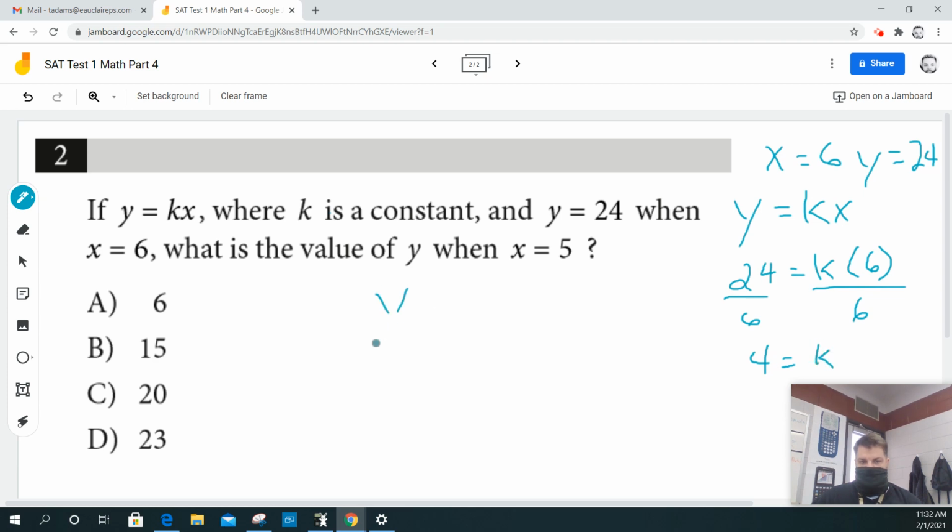So that means my y equals kx is actually y is equal to 4, which is the value of k, times x. So now I just got to plug in 5. So what is the value of y when x is equal to 5? 20.